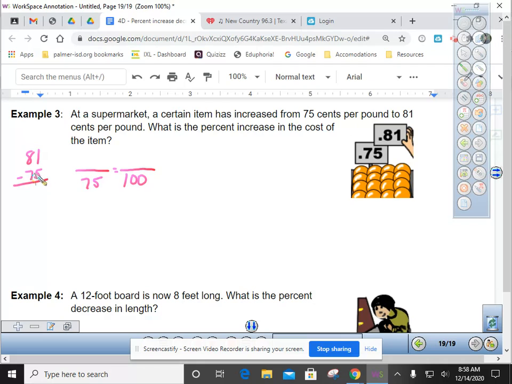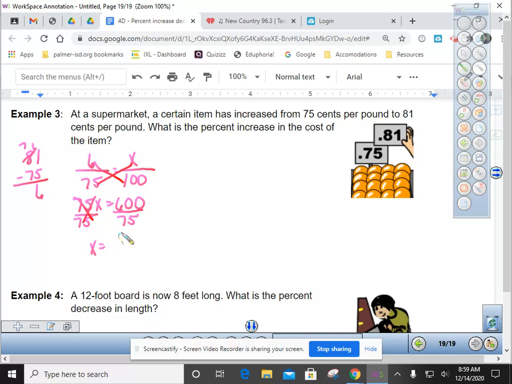Tell me what you get. 6. I meant 6, so that's what goes up there. And so now do we know how to solve this? Yes. Write it down. Make sure you're writing. You should be writing this on your notebook paper. What do you do from this point? You divide by 75 on both sides. Perfect.